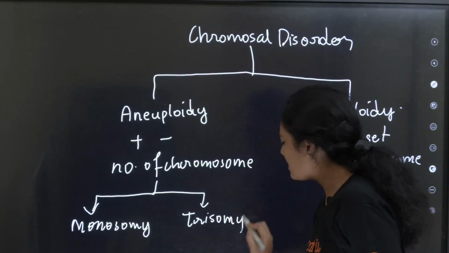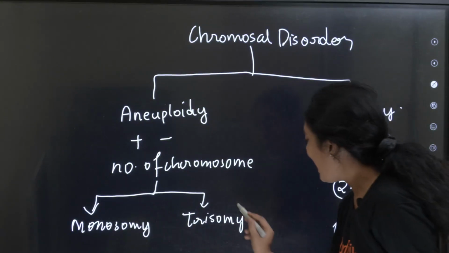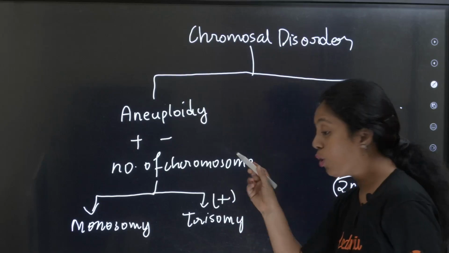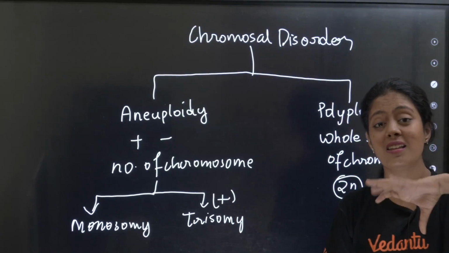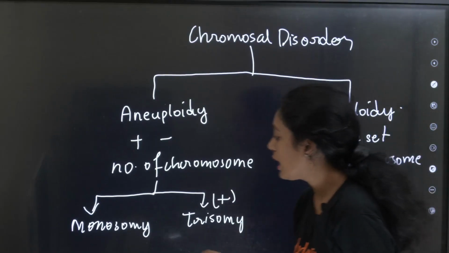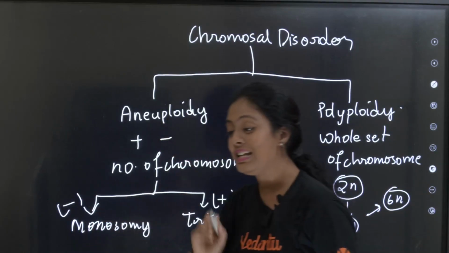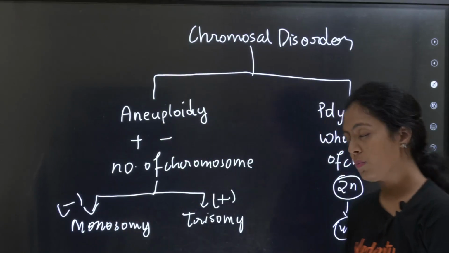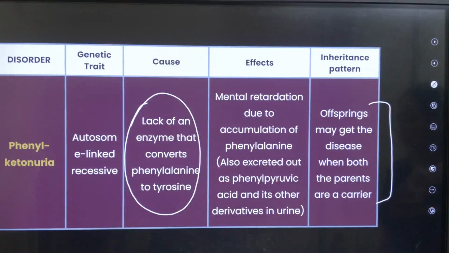Okay, so what is trisomy pasangla? It is the addition, plus ஒரு chromosome எக்ஸ்ட்ராவா ஆட் ஆகுது, அததான் நம்ம ட்ரைசோமின்னு சொல்றோம். Okay, what is monosomy? It is a deletion of a chromosome. Okay, so that's what we are going to discuss now.